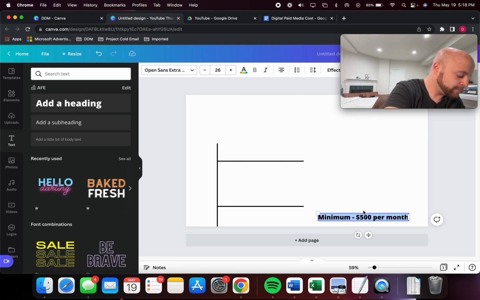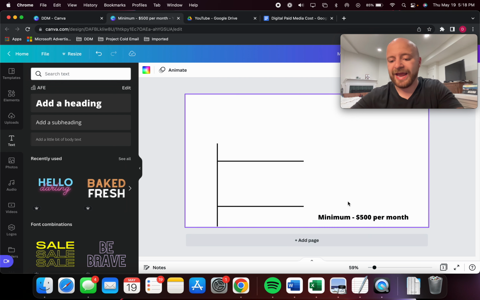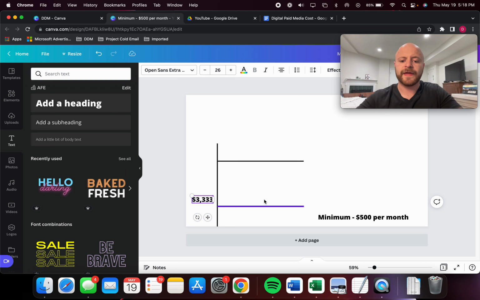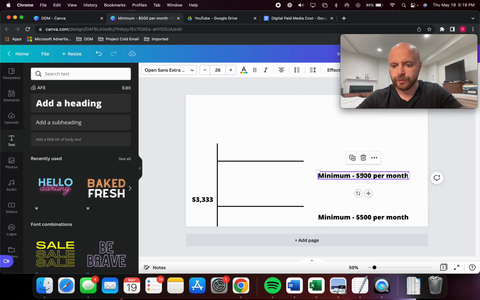$500 divided by 0.15, that's a $3,300 ad spend. So we're going to make this $3,333. Ooh, evil number. So once you cross this point, that's where the 15% equals the $500. So I'd say once you cross this point, then you can charge 15%. So we'll make this 15% of ad spend, anywhere in this range.